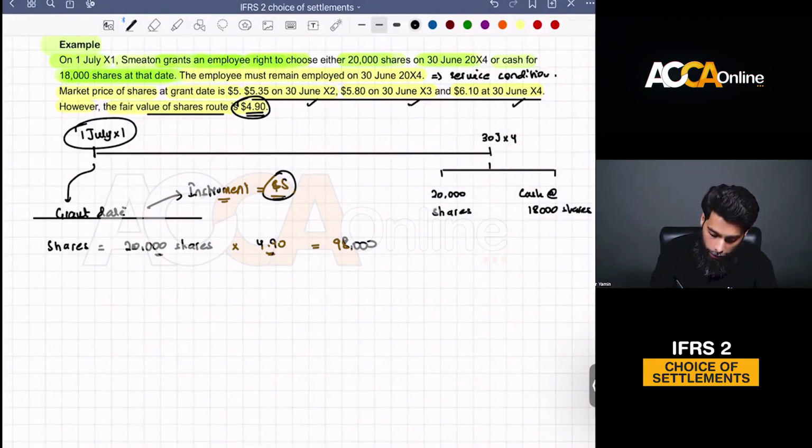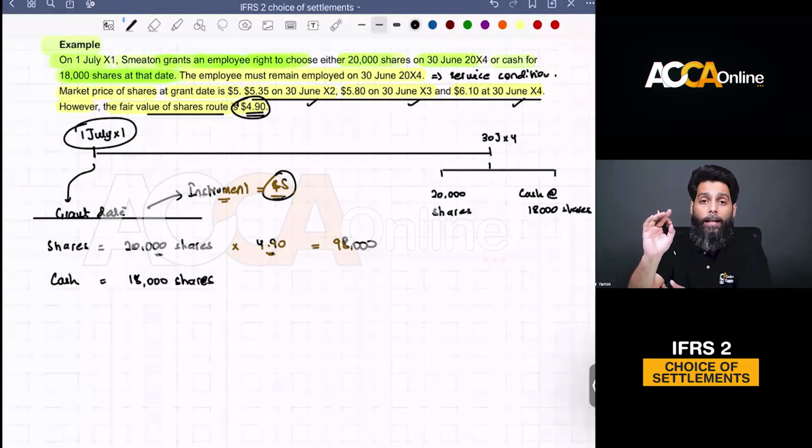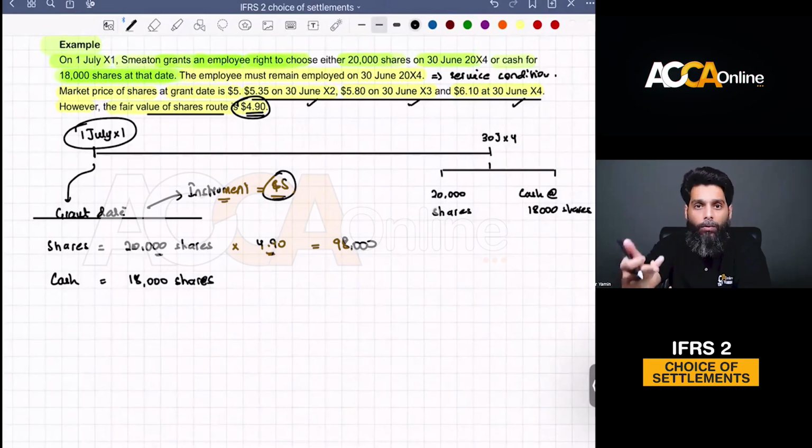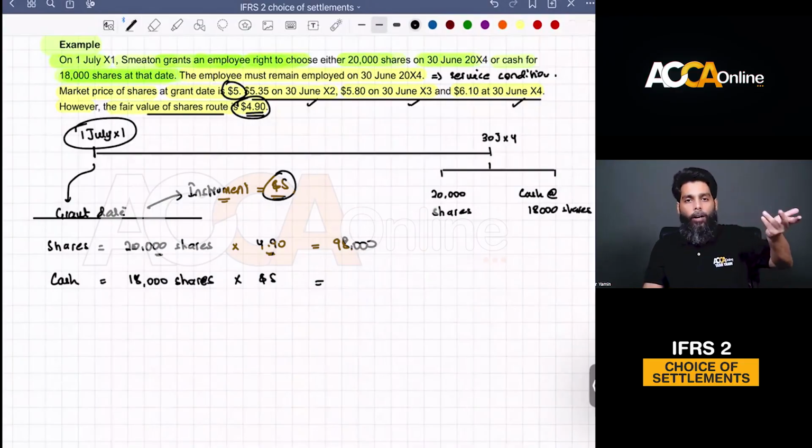The alternative could be that the shareholder goes for the cash option. If they go for the cash option, they would only be getting cash based on the value of these 18,000 shares, and the cash value of these shares right now is $5. So can anybody do 18,000 shares into $5? Either they go for an equity option.